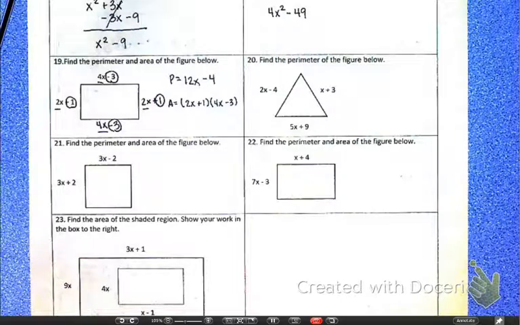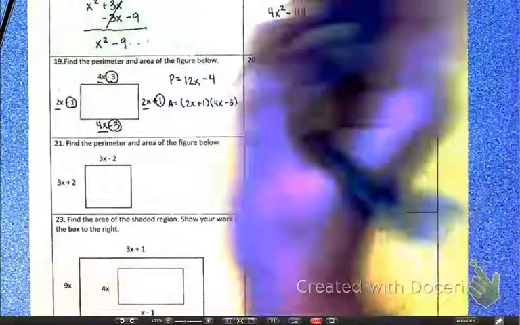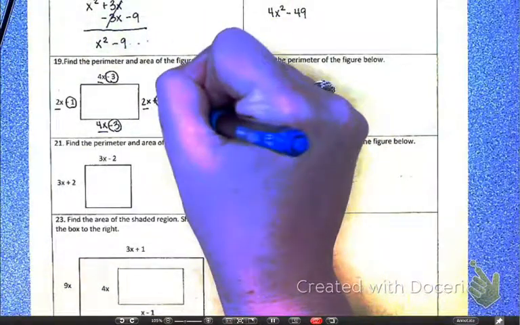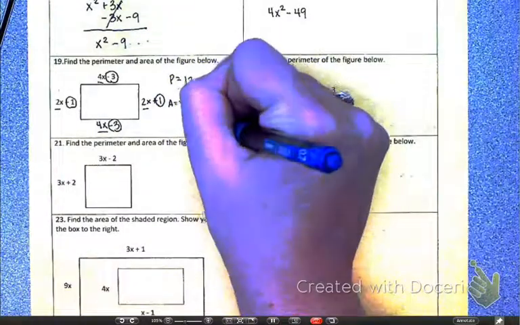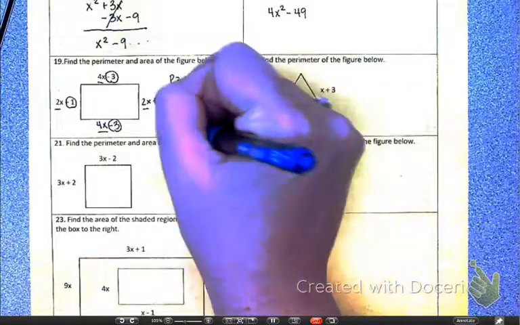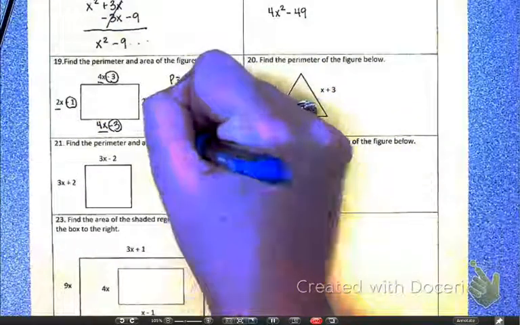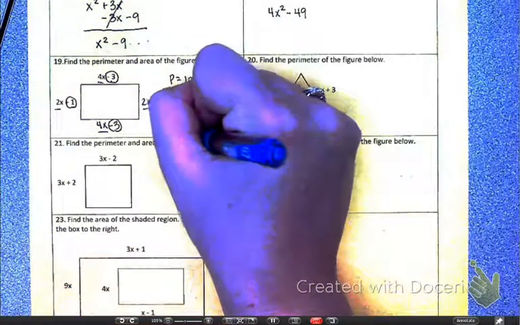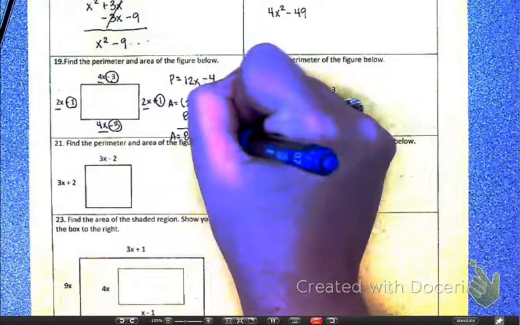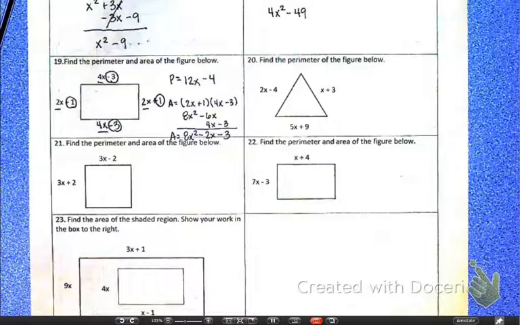If I distribute or use the box, either one, I get 8x squared minus 6x, and then I get a 4x minus 3. So my area is 8x squared minus 2x minus 3. For perimeter, if it's easier for you to write it all out and circle and do all of that, then do so. You're just adding them all together.